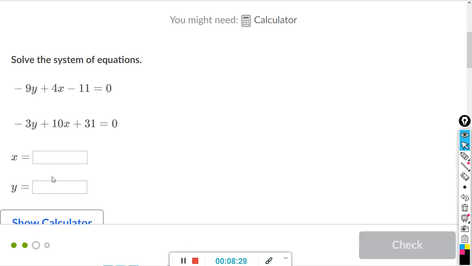Okay, last one. Like I said, the goal is to get the coefficients to match. Regardless if they're positive or negative, at least get the coefficients to match, and then you can add or subtract them. Here we can see 9 is 3 times more than 3. So I'm going to multiply the bottom equation by 3.